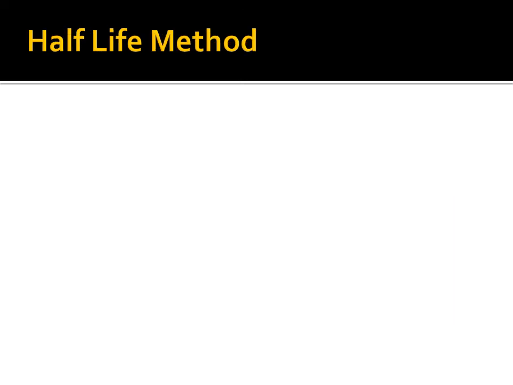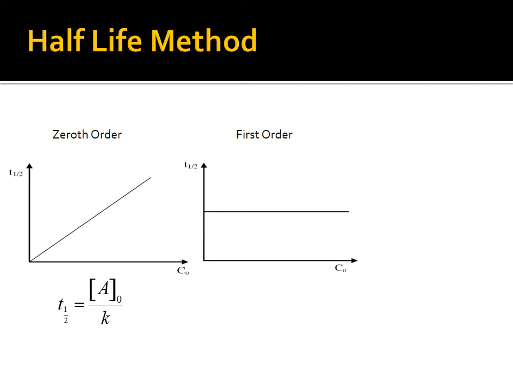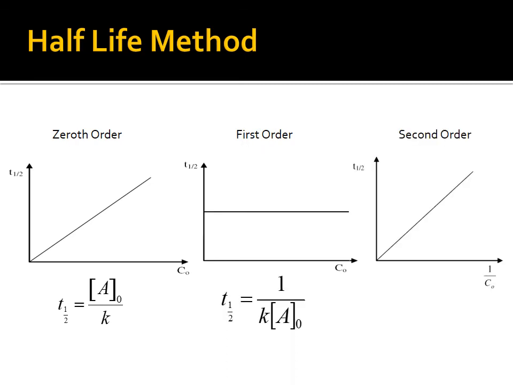The next method is the half-life method. Now you know the half-life of a first order reaction, a zeroth order reaction, and a second order reaction. Therefore, if you write down the time and the concentration for the half-life, you can obtain the pattern and then you can assume the order of the reaction.